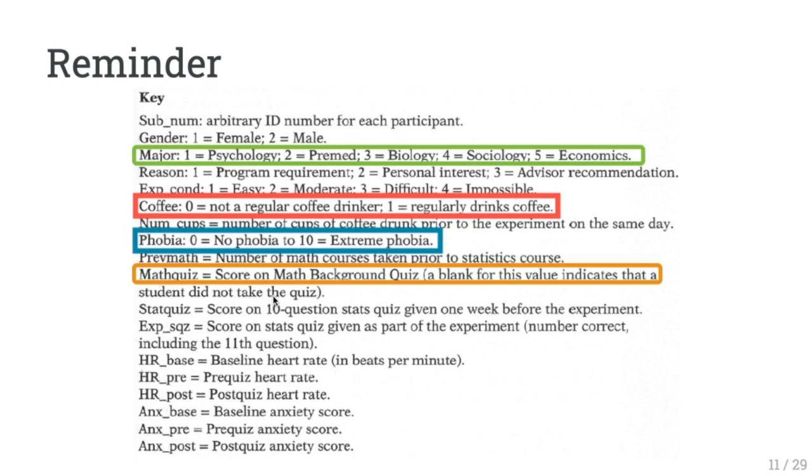So we have major, which looks like categorical, coffee, categorical, phobia, which is kind of an interval scale where it goes from 0 to 10. And then math quiz looks like a ratio scale. It's a score.